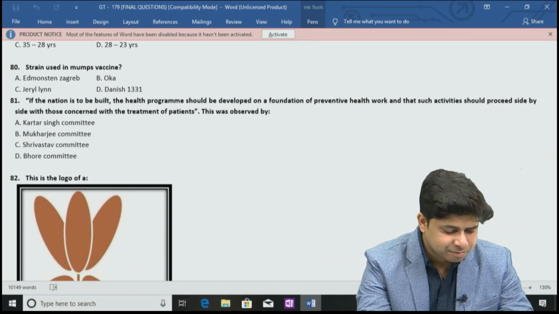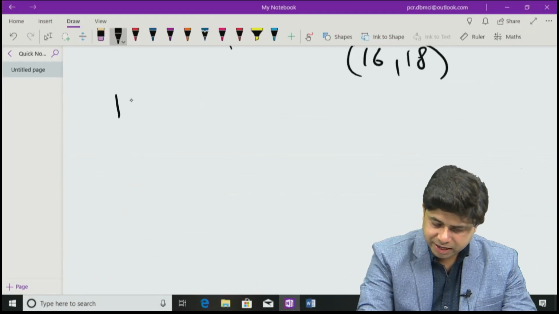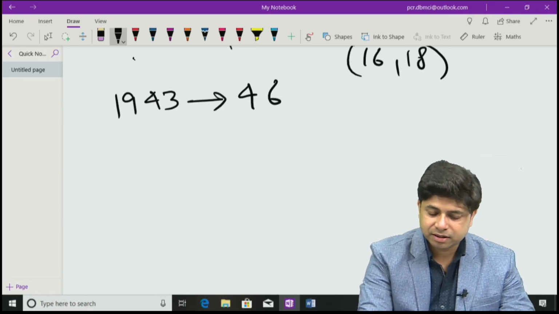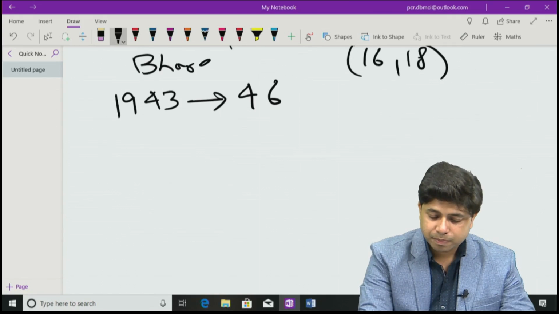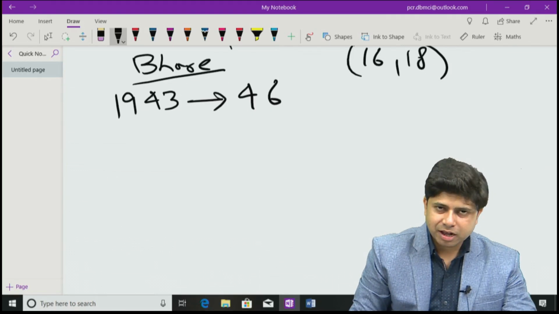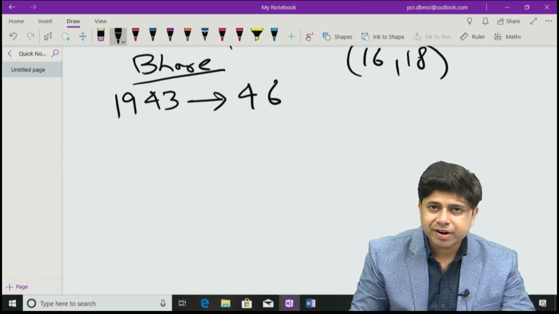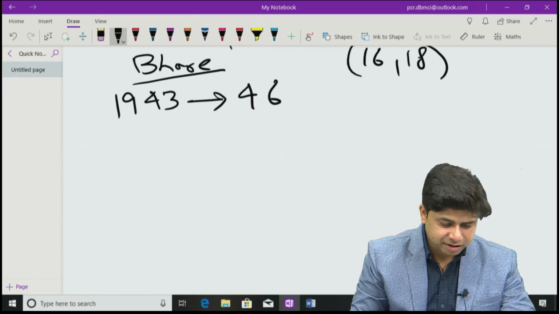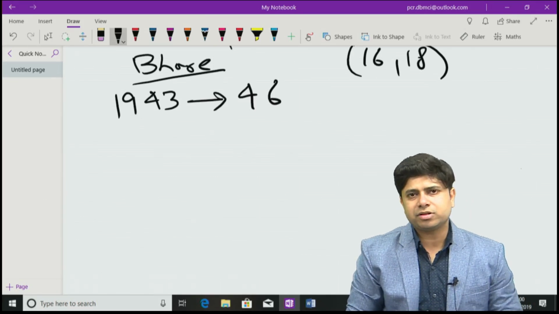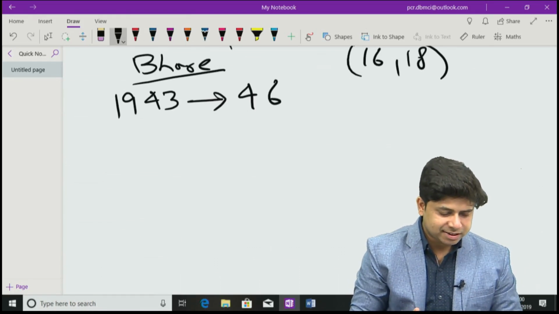His committee was formed in 1943 and submitted its report in 1946. They observed the above statement: the health program should be developed on a foundation of preventive health work, and such activities should proceed side by side with those concerned with the treatment of patients. That means they focused on treatment as well as prevention. That was the Bhore committee's suggestion.